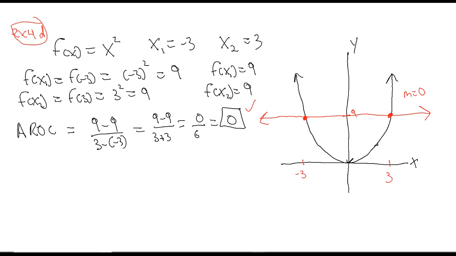So if we had done this, say, from 0 to 3, the line would have looked like this, if you can see my marker kind of moving in a positive slope manner. And that would have been a very different average slope, a very different average rate of change. So it's extremely dependent on the 2 points of the function.